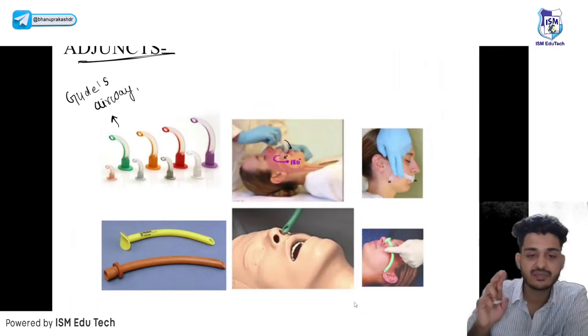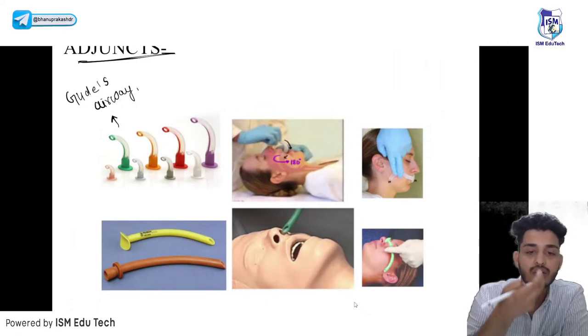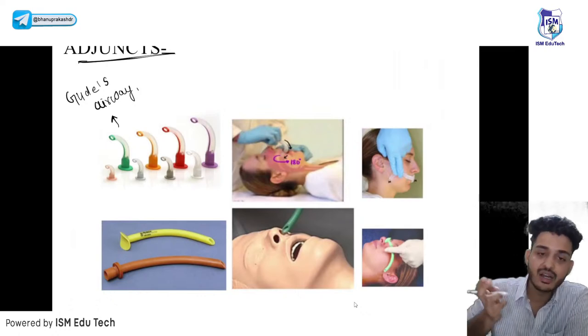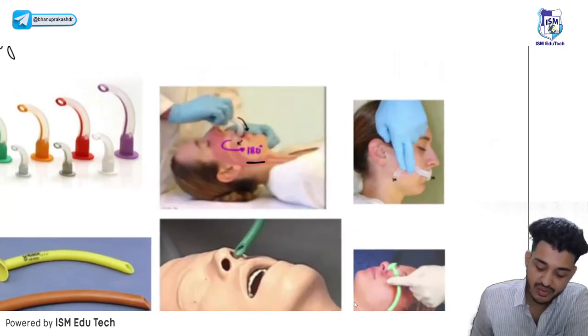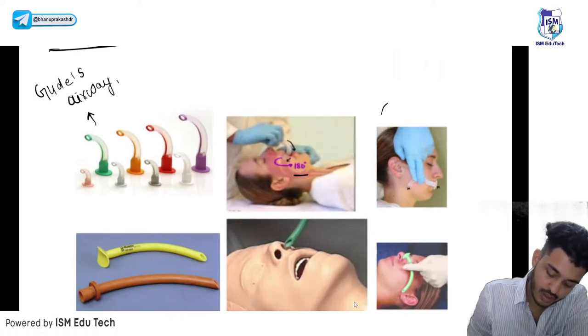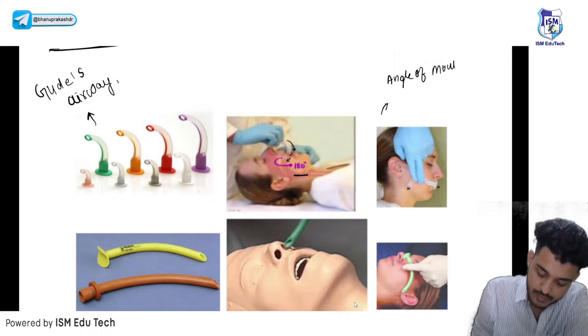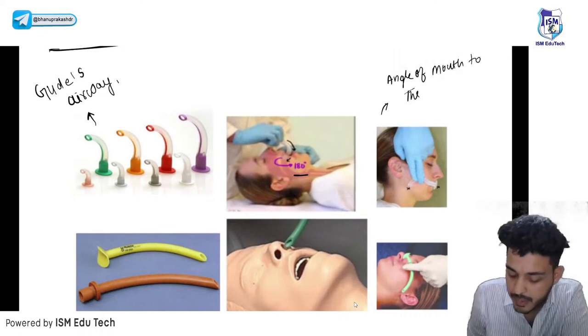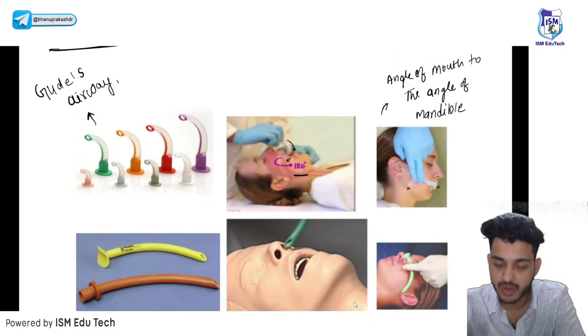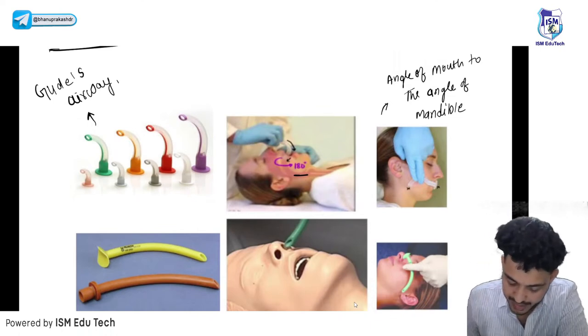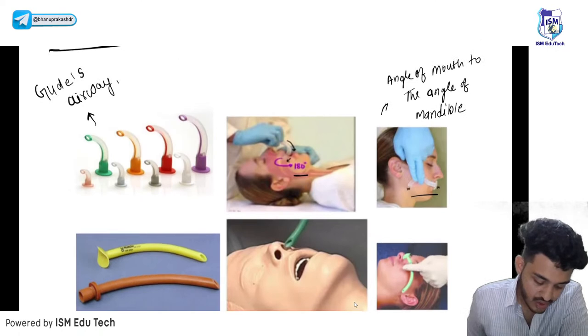We are putting it with the tip facing the roof of the mouth, then we are rotating it in. How much do we rotate? 180 degrees. Okay. How do we check for the size? We check from the angle of the mouth to the angle of the mandible. Look here. Okay, this one is your Guedel's airway.